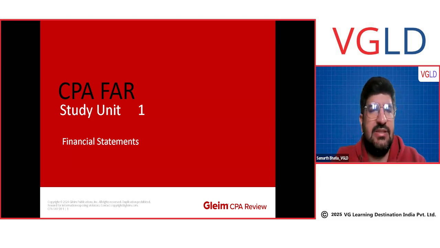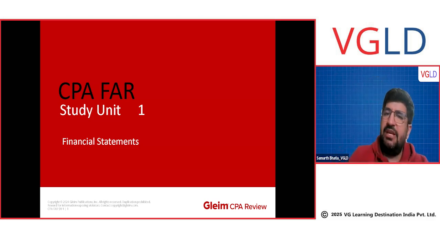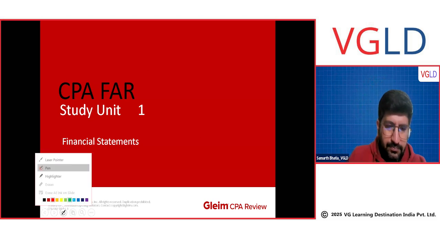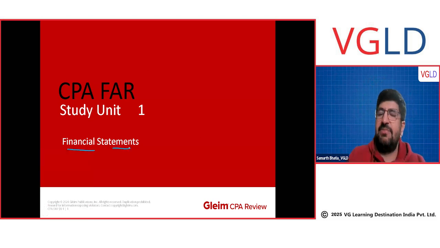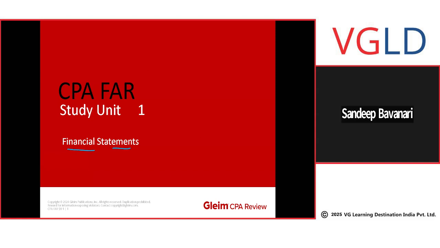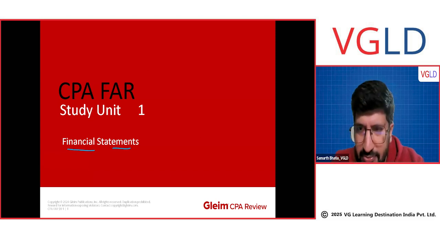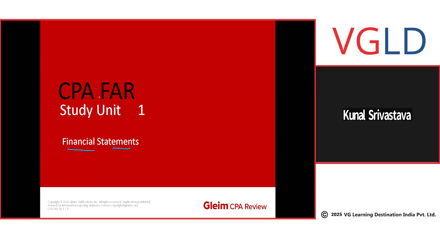So the first unit is financial statements. Can anybody please let me know how many financial statements are there? How many financial statements are there? Balance sheet, income statement, comprehensive income, changes in equity. Okay. And what about cash flow? Yes, cash flow also.